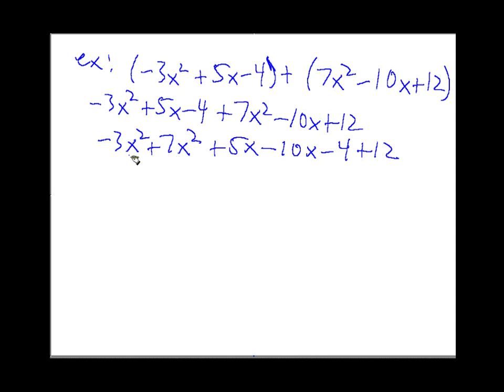And now all we do is combine like terms, which means we add their coefficients in this case. Add or subtract their coefficients, depending on the problem. So negative 3x squared plus 7x squared is going to be what? Positive 4x squared. 5x minus 10x, well, that's negative 5x. And then negative 4 plus 12, that's positive 8. So again, not too bad at all. We simply combine like terms when we add polynomials. In this case, I'm just adding here. All right, let's go ahead and try another one.